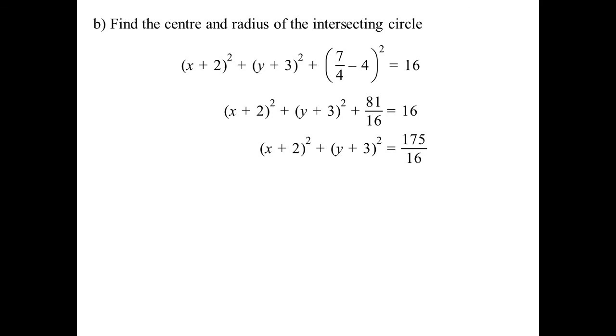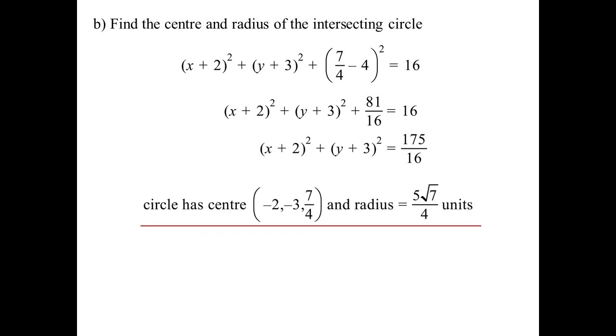So when we write the centre down, because we're in 3 dimensions, we need 3 numbers. So yes, the centre has an x value of -2 and a y value of -3, but don't forget the z value, the plane that it's lying on, of 7 on 4. And the radius, 5√7 over 4.